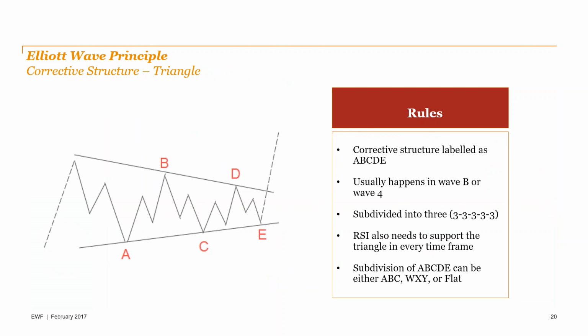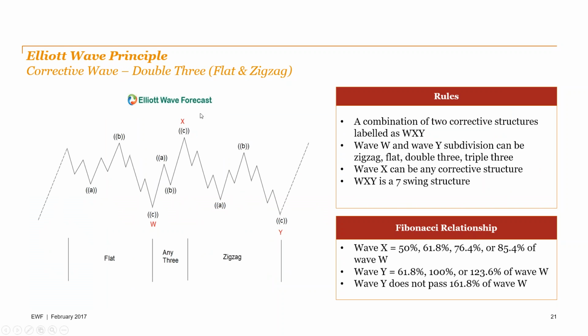So what is a WXY? Double 3. This is nothing more than a combination of 2 corrective structures that we already know. And then we combine them using a WXY as the connectors. So the W and the Y can be any corrective structure. So in this case, take a look at this. This WXY in the red in the minor degree. You notice on the left side, what is this?